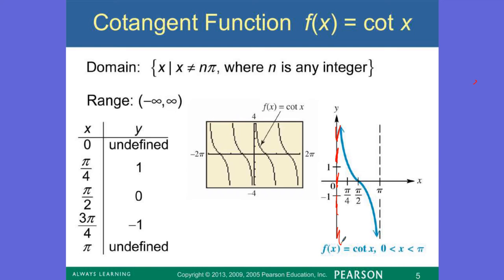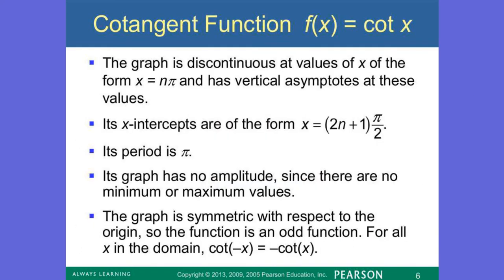Okay, so now, if you notice, cotangent is going down when tangent was going up. Thank you. So, next one. Again, cotangent right here. Cotangent period is going to be pi, right? So it's going to be pi over b to figure out the period.